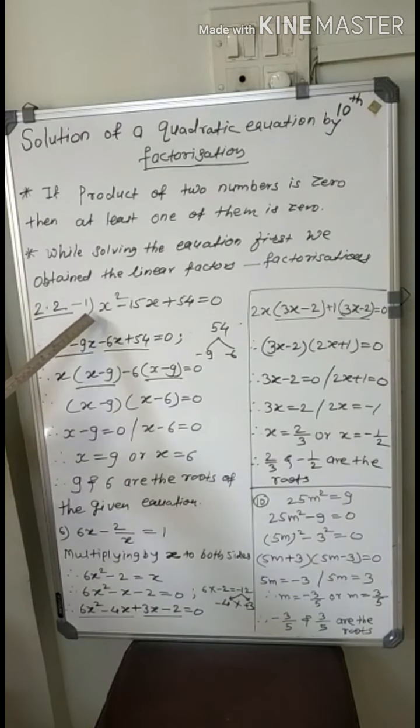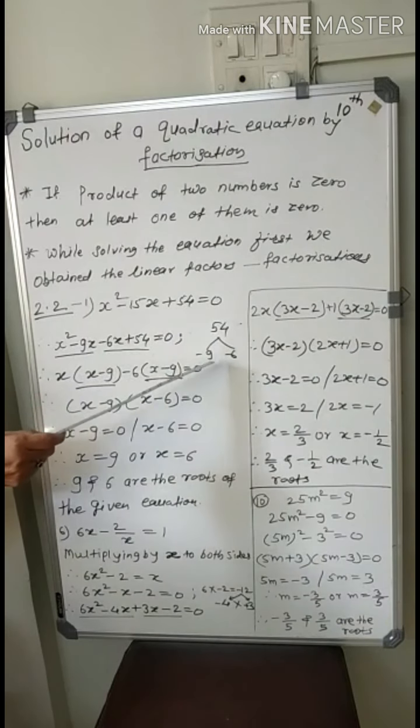So here the first equation is x square minus 15x plus 54 equal to 0. In 9th standard you studied how to factorize a quadratic polynomial. Same way here, this is a quadratic polynomial and we factorize it. Here the terms are: this is the quadratic term, this is the middle term, and this one is the constant term. So split the constant term into two factors. So here 54 is the constant term. Factors of 54 are 9 and 6.